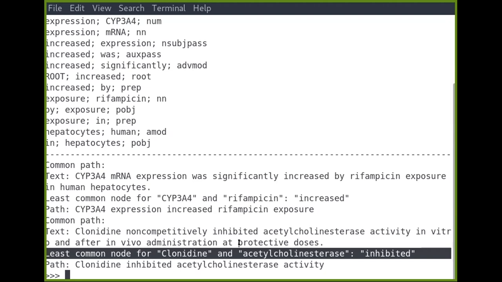I think the fact that you're extracting the core relationship here means that you're still on the right track. And if you were to generalize this process across all abstracts, you would still be able to learn something useful, because you're still discovering that clonidine and acetylcholinesterase are linked in some way, and they're linked via this word "inhibited." This is the core defining relationship between these two words. So yeah, I think that's totally fine.